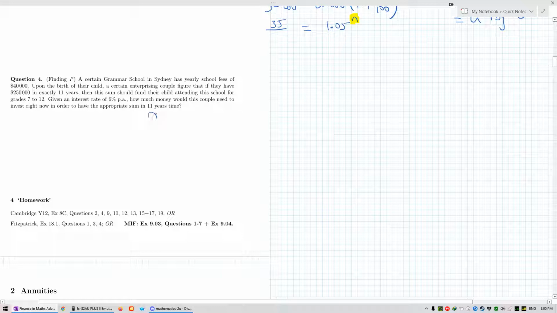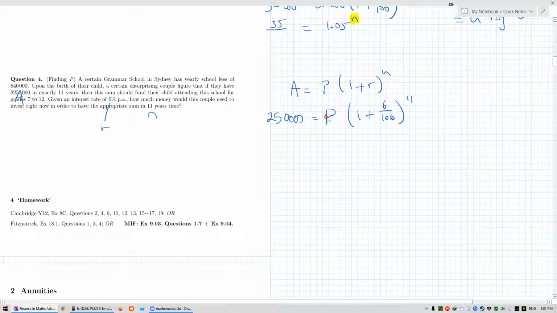So 11 is clearly N. 6% per annum, that's clearly R. And you want to have 250,000, that's clearly A. So we set up our equation. A is equal to P(1 + R)^N. Now we want 250,000 is equal to P, we don't know P, times (1 + R)^N. Now we are working in years, so R will just be 6 over 100, all to the power of 11, and just divide that over 250.